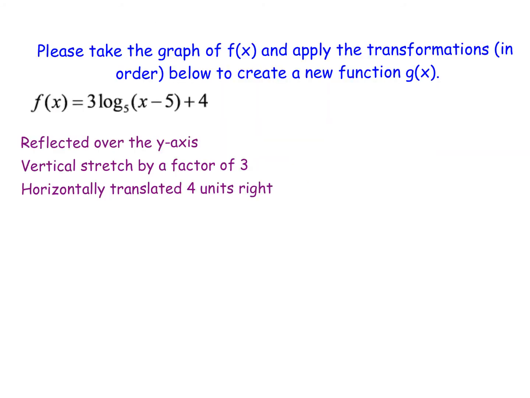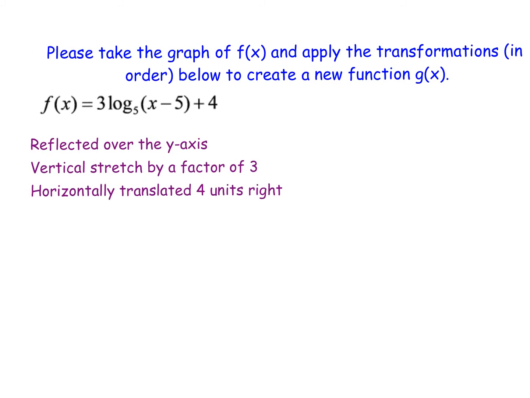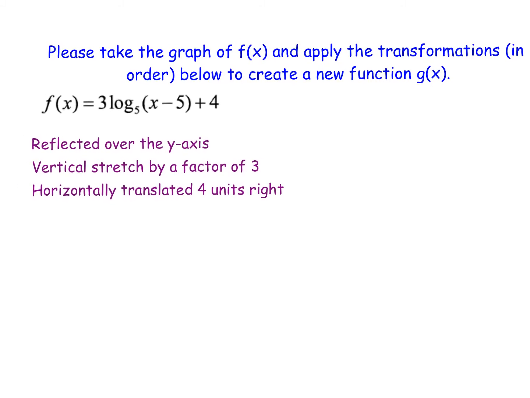So if we take a look at the example here, we can see that we have a logarithm of base 5 with some transformations already applied to it. And what we're going to do is apply each of the transformations on the left-hand side to the function that we currently have. So let's start off with this reflection over the y-axis. Now remember, if we're reflecting over the y-axis, we're doing a reflection here. Because that is a horizontal reflection, we know that this is going to happen inside.